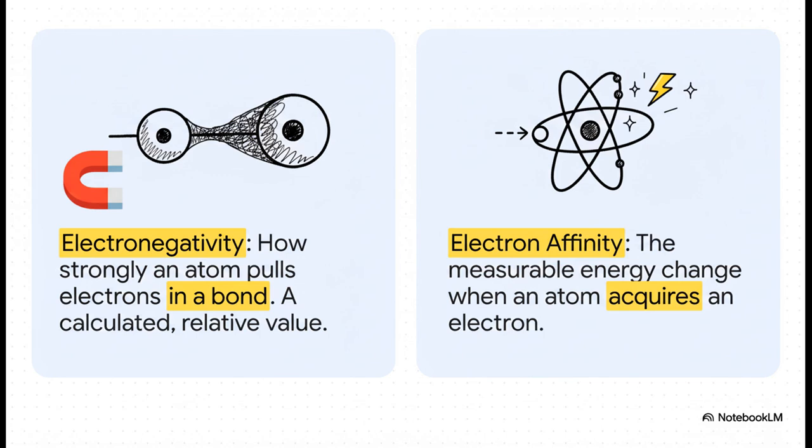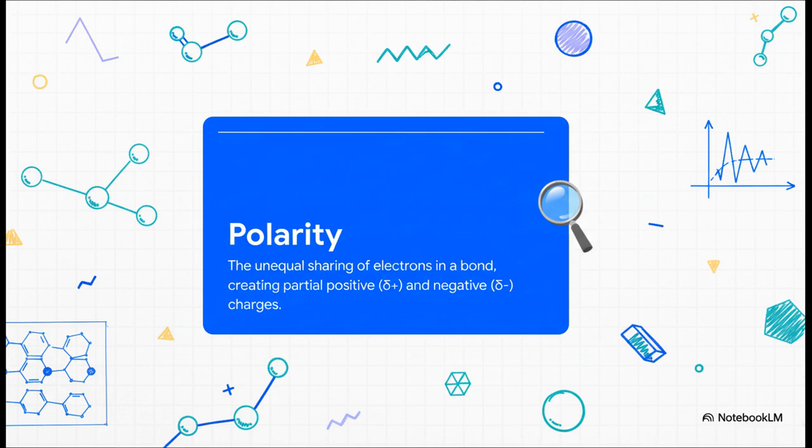Now to get polarity, we first need to get two terms straight that sound really similar, electronegativity and electron affinity. Here's the simple way to think about it. Electron affinity is a raw measurement. It's how much energy an atom releases when it grabs an electron all by itself. But for us, the really important one is electronegativity. It's not about being alone. It's about how good an atom is at hogging electrons when it's already in a bond with another atom. So when two atoms in a bond have different electronegativities, you get this epic tug of war over the electrons.